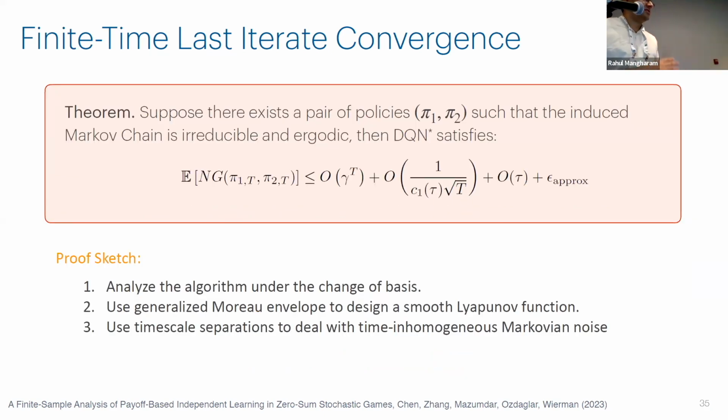So the proof sketch of this theorem is actually, as you can imagine, quite involved to show, because it's a finite sample rate. But the idea is we analyze the algorithm under the change of basis. So we basically analyze smooth fictitious play. And then we use this idea from convex geometry, which is to analyze a smooth version of a Lyapunov function called a generalized Moreau envelope of this Nash gap. And then we make use of the timescale separation to really deal with the time inhomogeneous Markovian noise that shows up because of the other players also changing their policies.